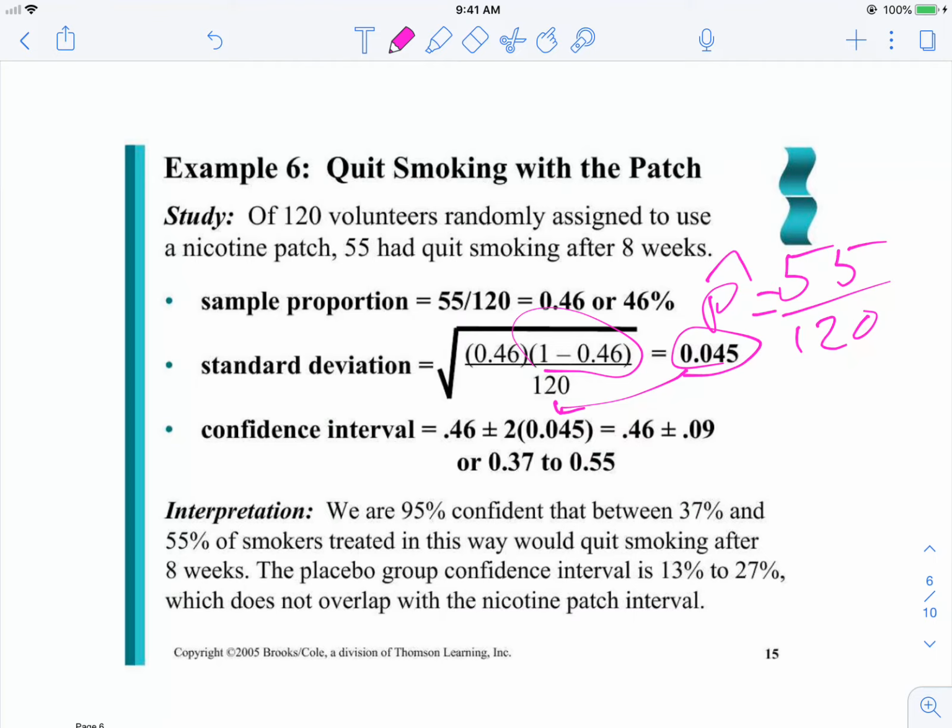Now, for a comparison, there's a placebo group, and their confidence interval was 13 to 27%. So think about that comparison. With the nicotine patch, 37 to 55% of the users quit smoking after 8 weeks. That's entirely above the placebo, which gives some credence to the fact that this nicotine patch is more effective than the placebo.